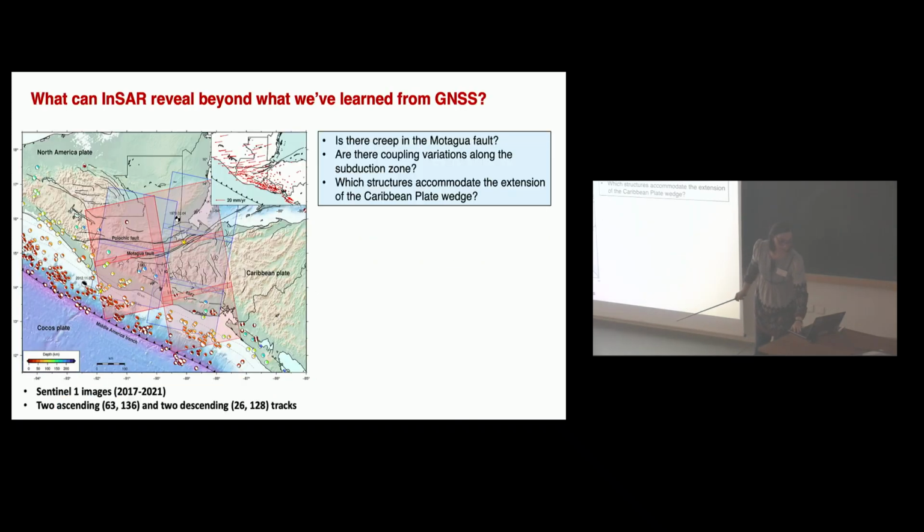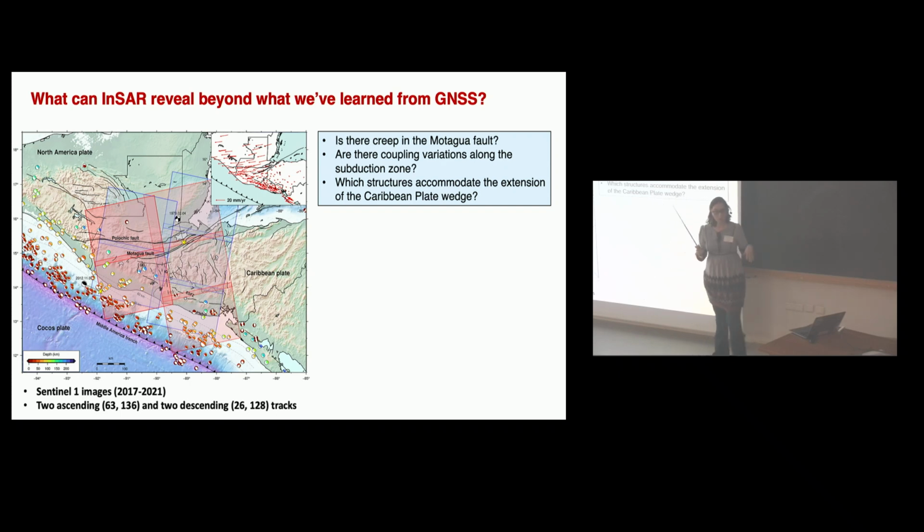So the idea was to see, okay, what can we see with InSAR that we couldn't see with GNSS? We wanted to answer a few questions that have been around for some time. One of them is whether there's creep happening on the Motagua fault, whether there are coupling variations along the subduction zone, more detailed than what we can see with GPS, and which structures are accommodating the extension of the Caribbean plate. For that, we used Sentinel-1 images.